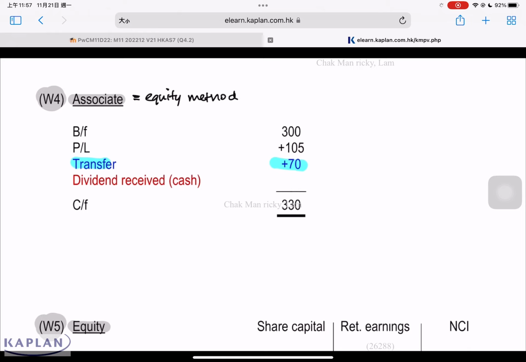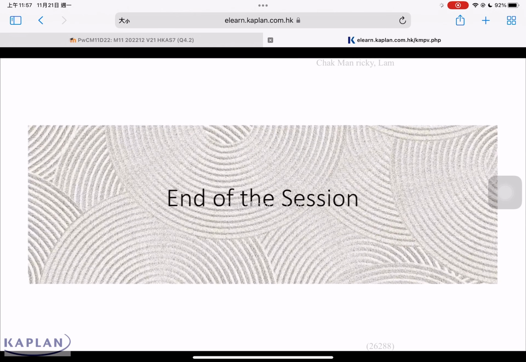When you do this statement of cash flow, you have to study the question carefully. The whole idea is opening, closing, then you must consider plus minus. This plus minus is given in the question. After that, you calculate the missing figure. We come to the end of this session on AS7, statement of cash flow for the group.